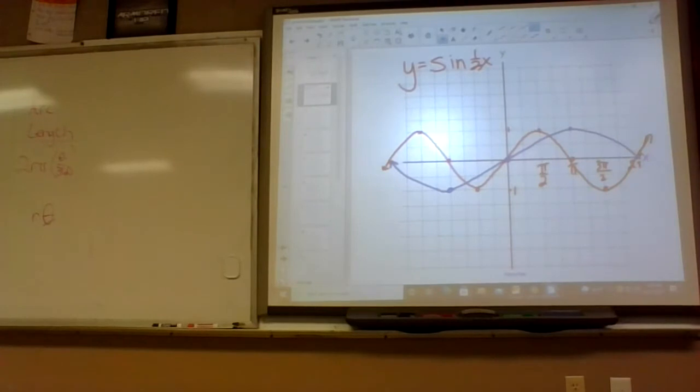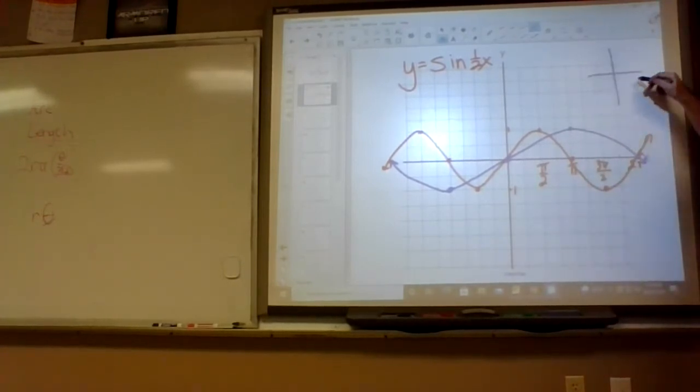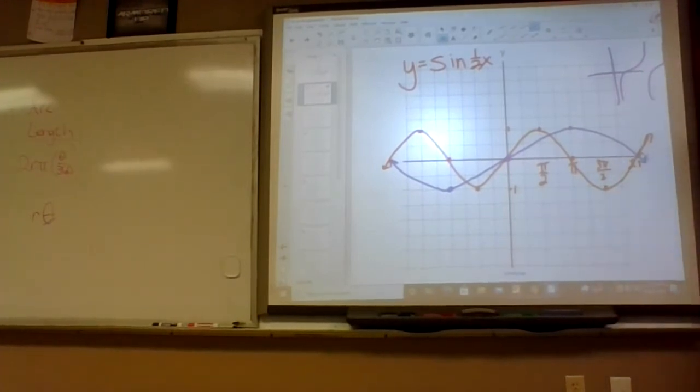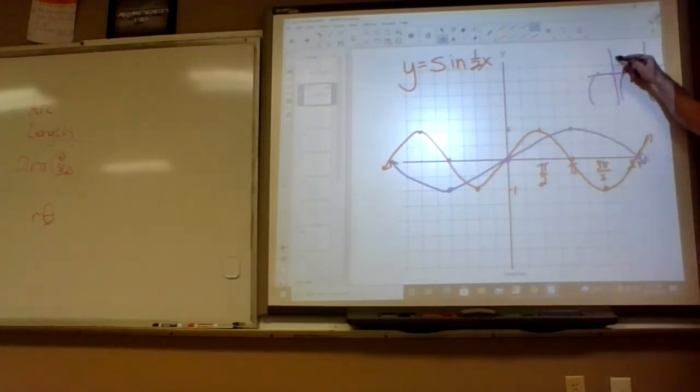Is there a graph for tangent? There is a graph for tangent. We're not doing it. It's weird. It's like that. We're not going to be graphing that one. It looks like a bunch of those over and over again.